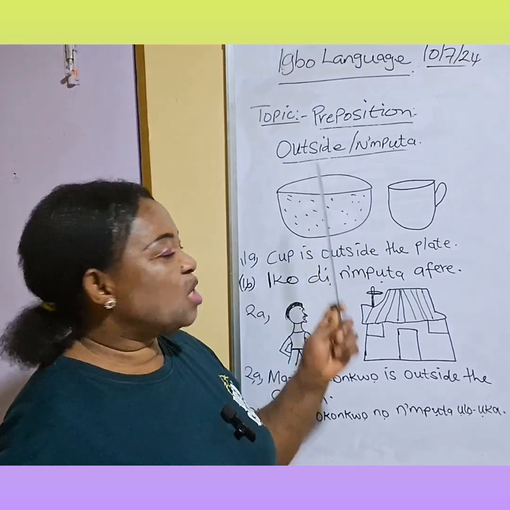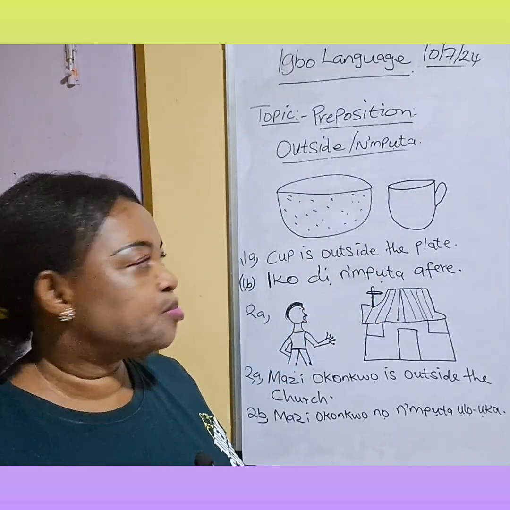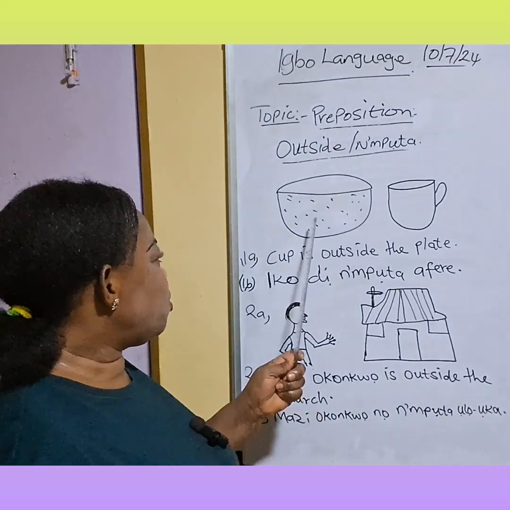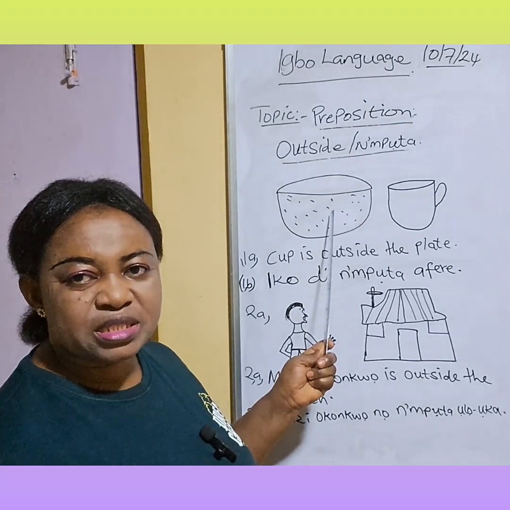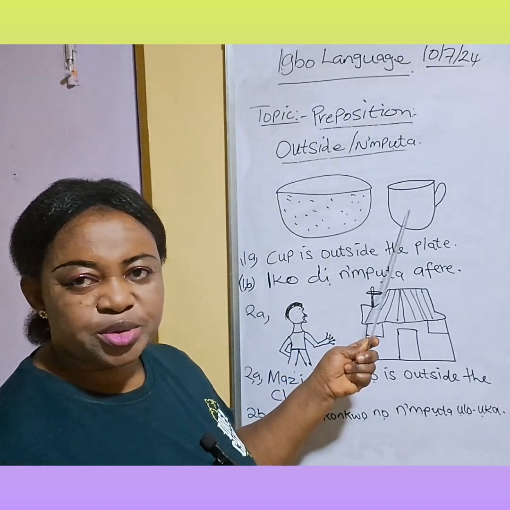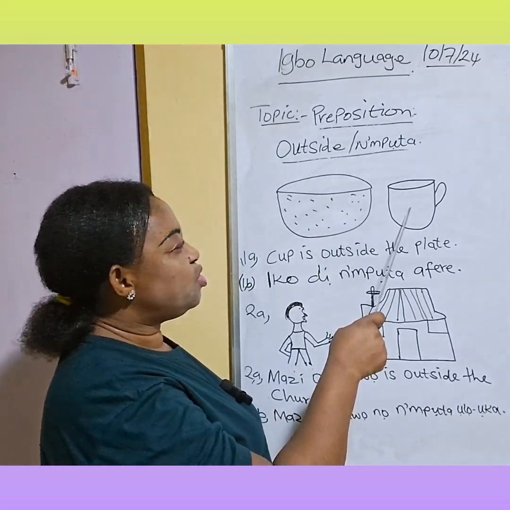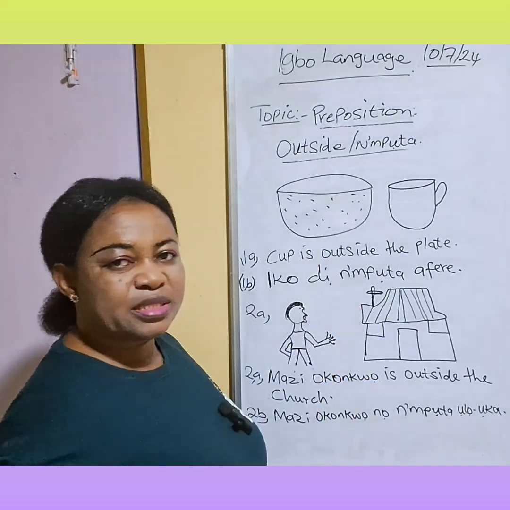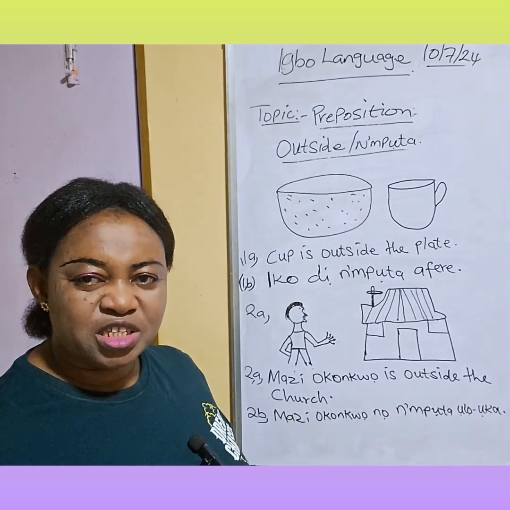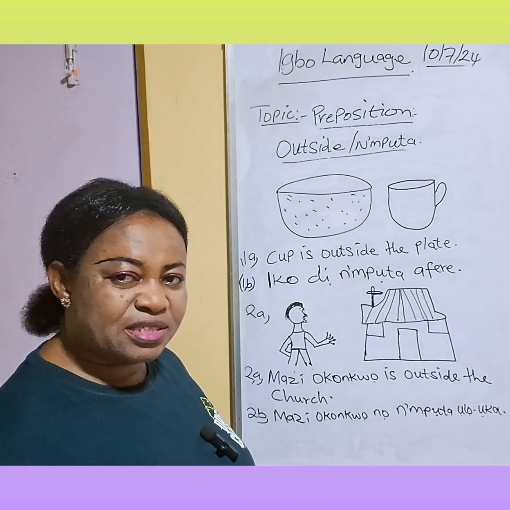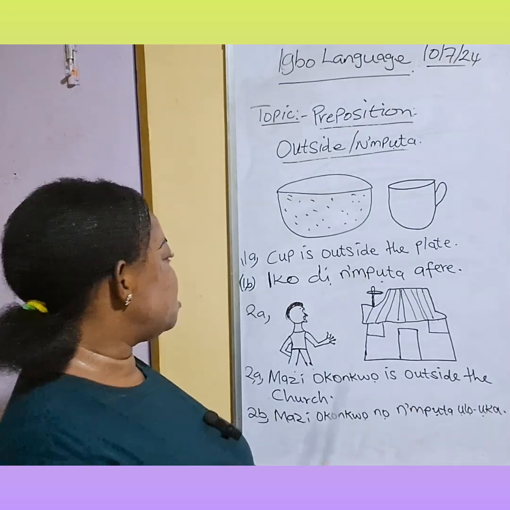Okay, since we have known that outside means nampota in Igbo, let's continue. You can see these two objects. This one is a plate, while this is a cup. You can see that this cup is outside the plate. It's not inside, like we saw yesterday. It is outside. It is not inside. Let's see them in sentences.